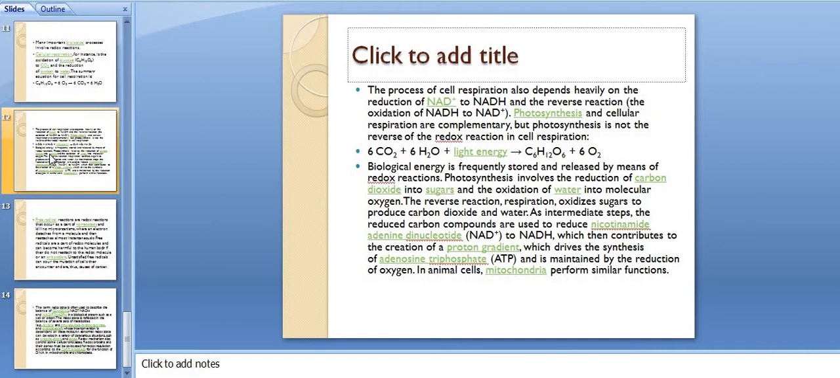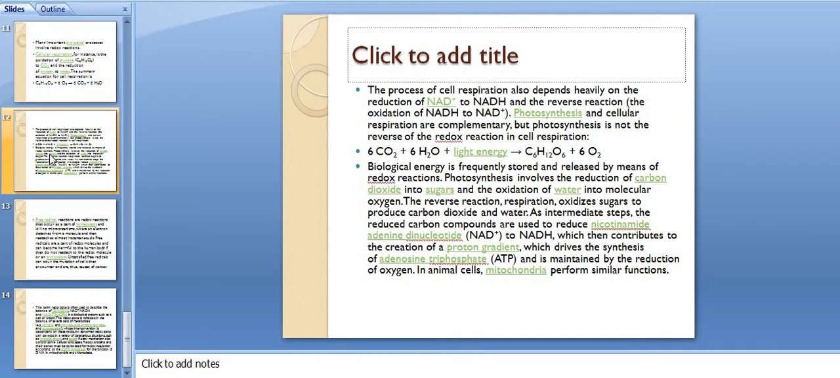Here photosynthesis and cellular respiration are complementary, but photosynthesis is not the reverse of the redox reaction in cell respiration. For example, taking the equation, 6CO2 plus 6H2O in the presence of sunlight, that means we are utilizing light energy, gives rise to glucose, nothing but C6H12O6 plus 6O2.